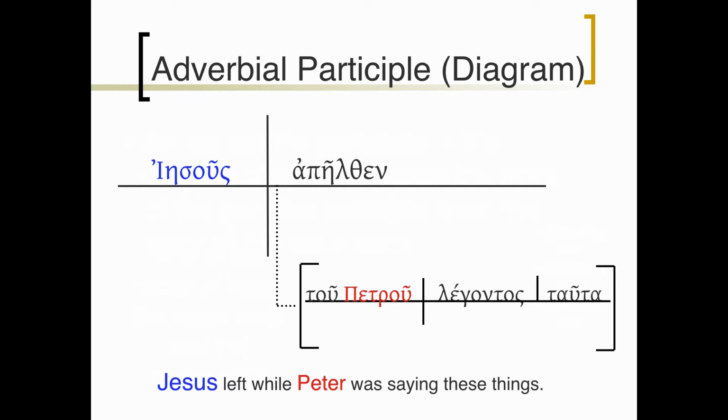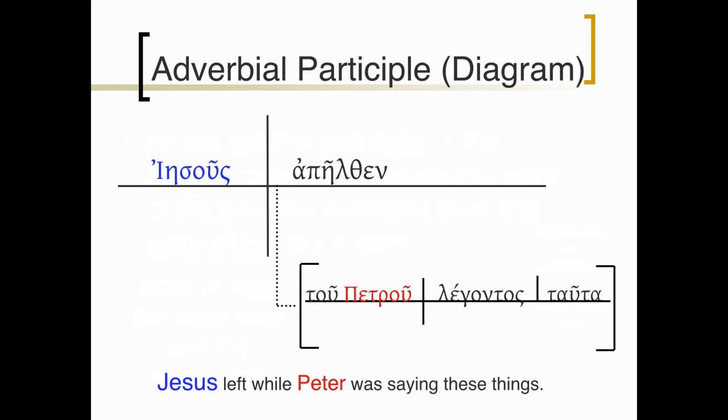Note here that Peter is in the genitive form. Our keyword for the genitive is "of," but we're not going to use the keyword anymore. The genitive just tells me that there's another actor, and it's the subject of that genitive participle, legontos. Remember, this is our third declension, so legontos is our genitive form of that participle: present active participle, masculine genitive singular. So now it's not that Jesus is leaving while saying these things, but Jesus left while Peter was saying these things.